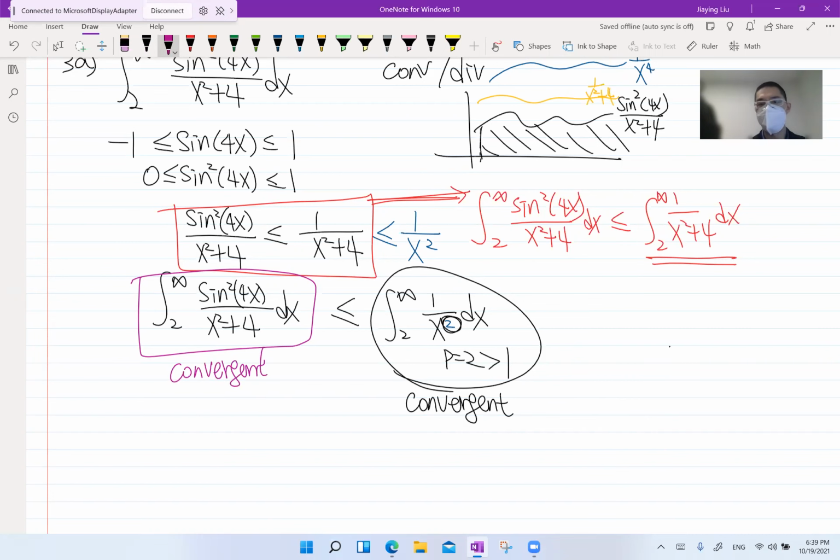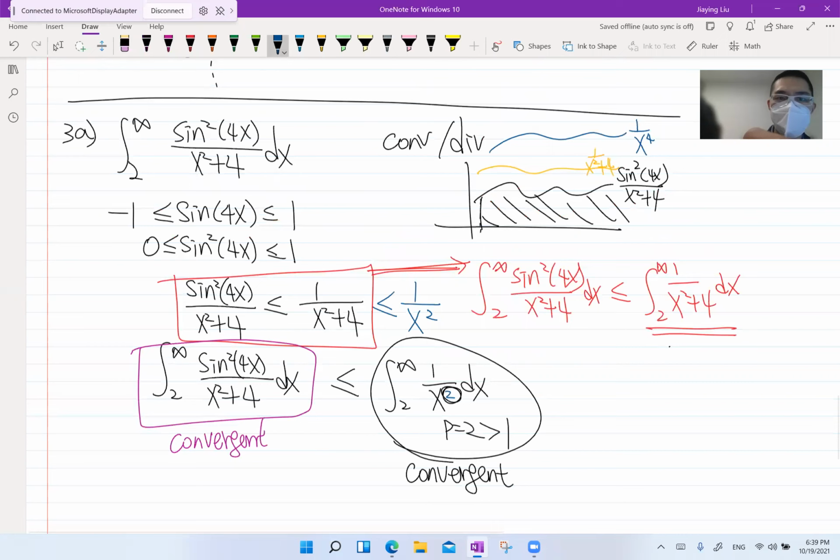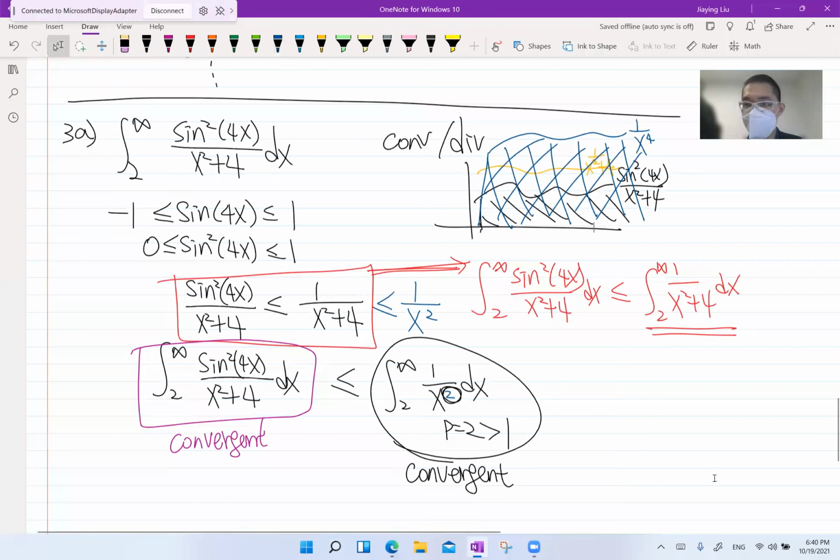Again, you can think about the area, right? The area underneath this blue curve I drew here, that bigger area is finite because the integral is convergent. That means any area within this area must also be finite, which implies that the improper integral is convergent. All right, so that's 3A.